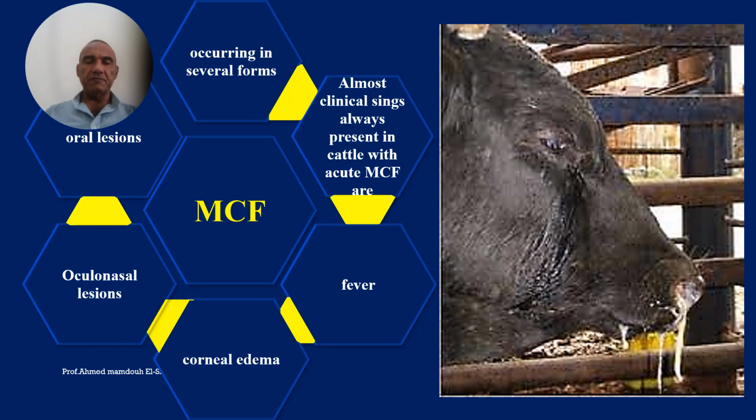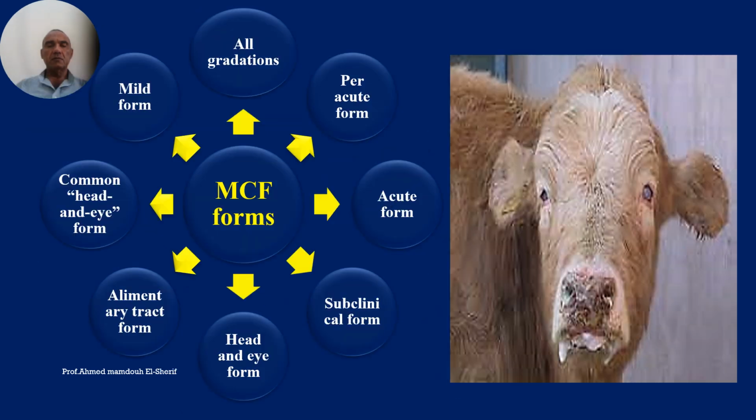Malignant Catarrhal Fever disease occurs in several forms. Clinical signs almost always present in cattle with malignant catarrhal fever are acute cases suffering from fever, corneal edema as present in this picture, oculonasal lesions as present also in this picture, and oral lesions.